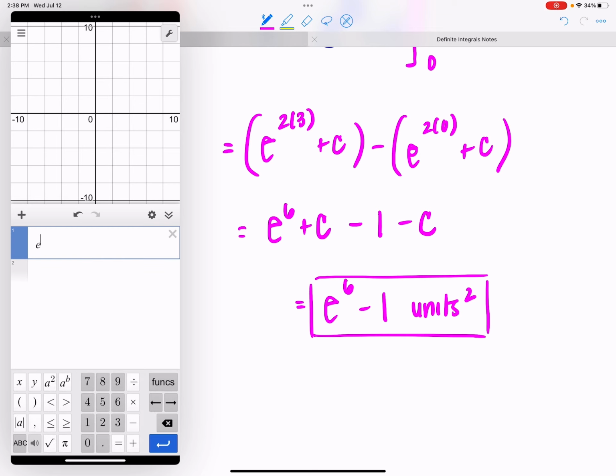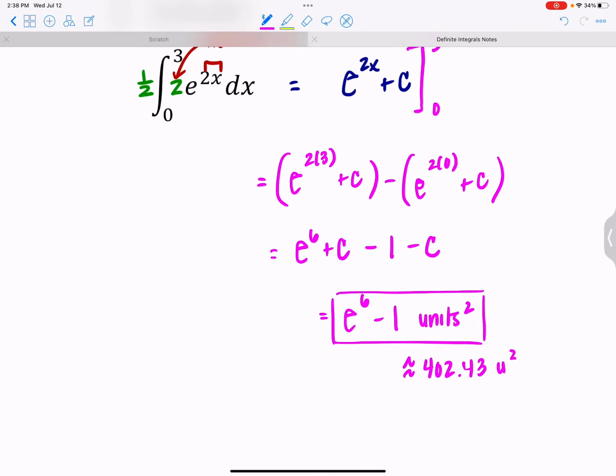So e to the 6th power minus 1 is going to be approximately 402.43-ish square units, but the exact answer is going to be preferred if possible.